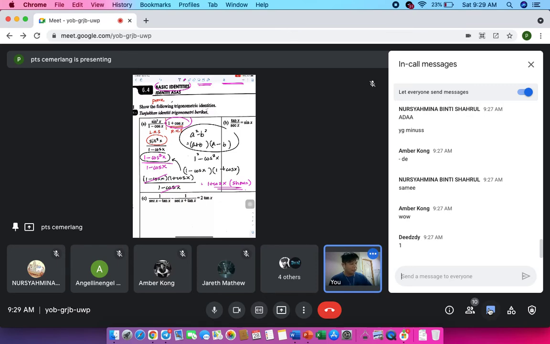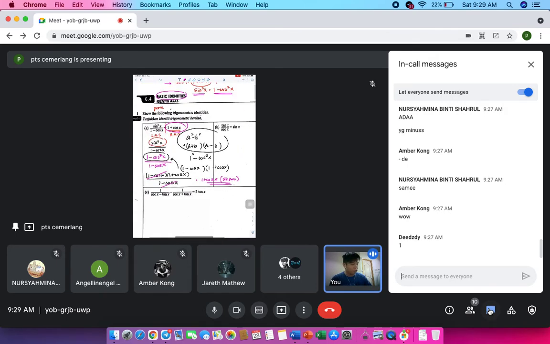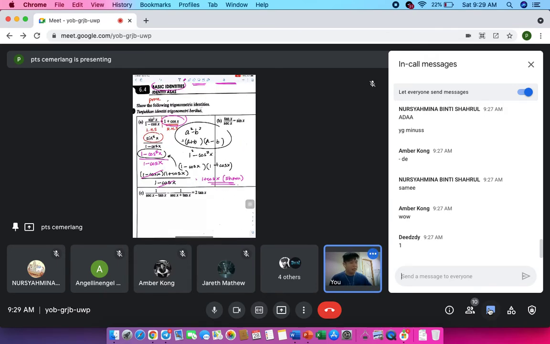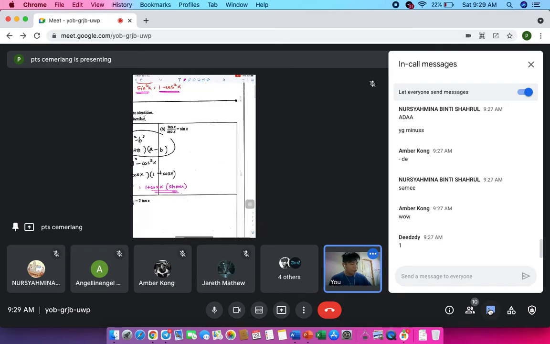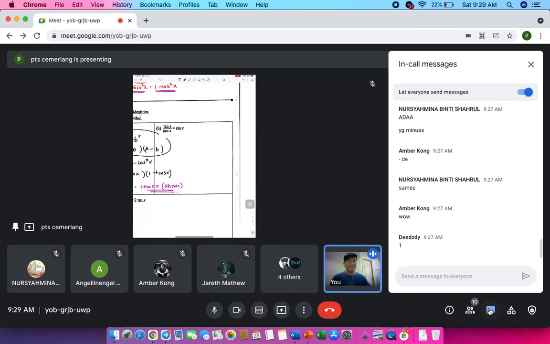Right, now next, let us look at question B. Okay, if you want to screenshot for question A, you may do so. Right, let's look at question B pula. Question B, tangent over secant X equals sin X. Okay, so over here, you tell me, mana satu yang kamu nak start? You nak start with the left hand side ataupun you nak start dengan right hand side? Okay, tell me.